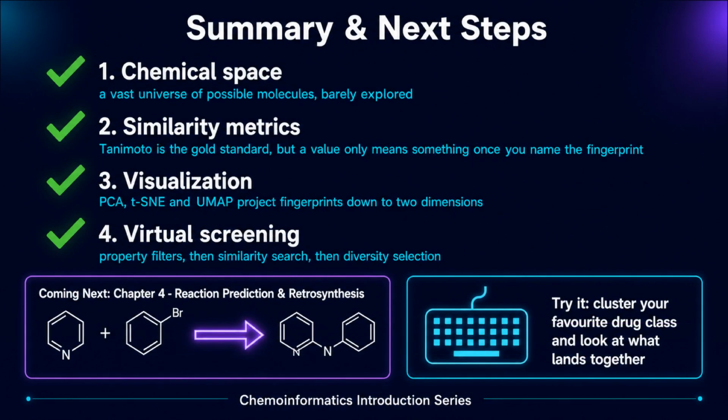Let's recap what we've learned. Chemical space is the vast universe of possible molecules, far larger than we can ever fully explore. Similarity metrics, especially the Tanimoto coefficient, let us measure how alike 2 molecules are. Visualization techniques like PCA, t-SNE, and UMAP help us see patterns in high-dimensional data. Virtual screening combines property filters, similarity search, and diversity selection to efficiently find drug candidates.